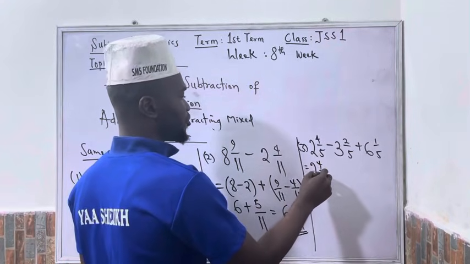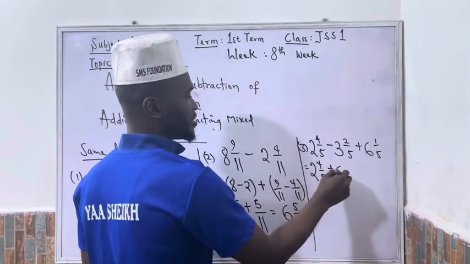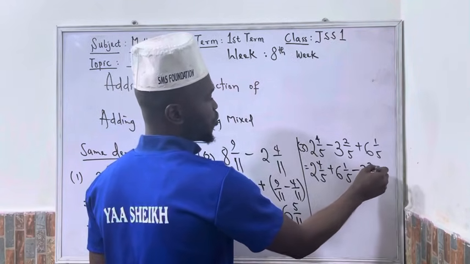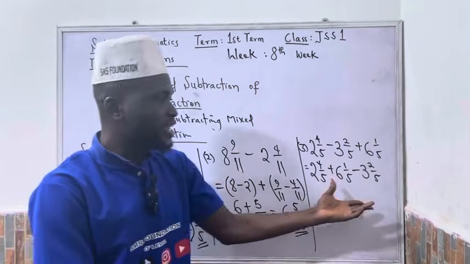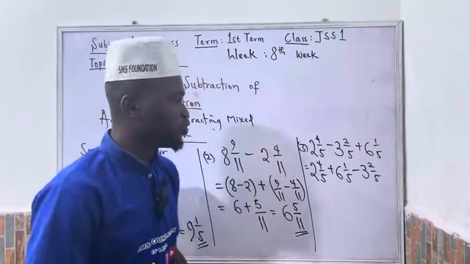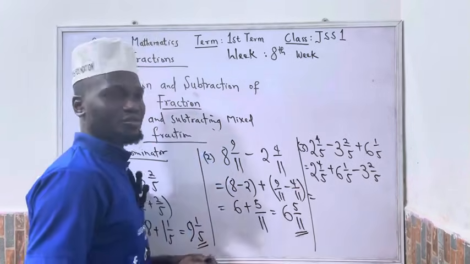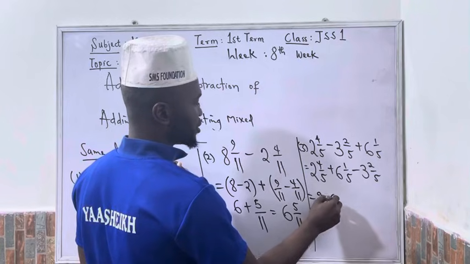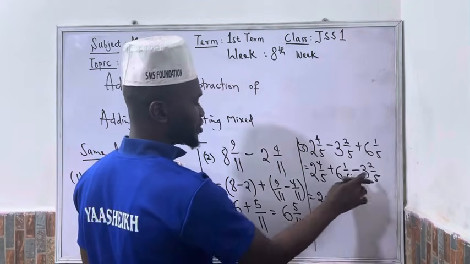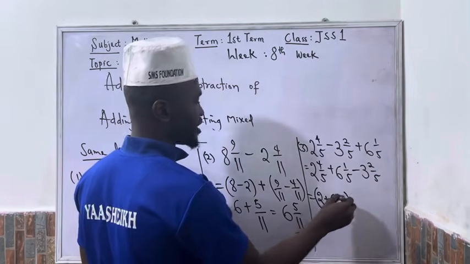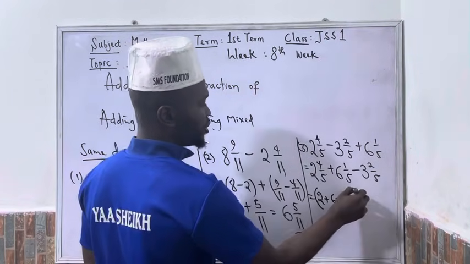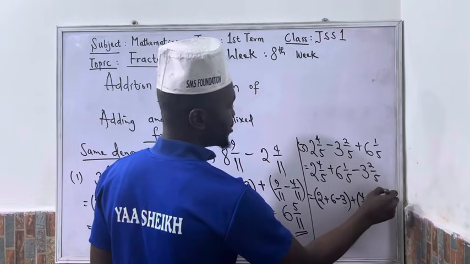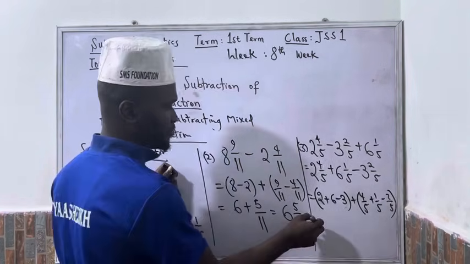I have 2 whole number, 4 over 5. Add this 6 whole number, 1 over 5. Then later subtract this, 3 whole number, 2 over 5. So I have rearranged it in a way that it will be very good for me. So from here, I am going to take all the whole numbers together. That's 2 plus 6, minus 3, in bracket. Then I'll put plus, so the fraction part, 4 over 5 plus 1 over 5, then minus 2 over 5. Close the bracket.